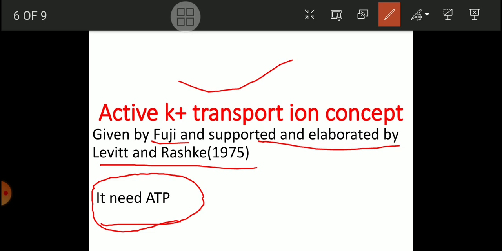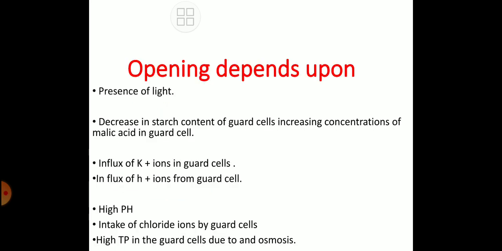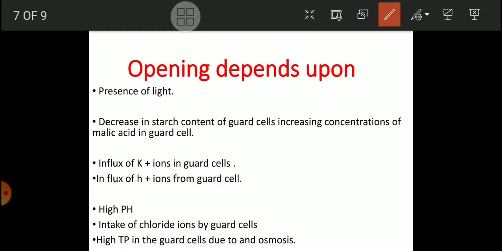So this is an energy-based theory, meaning the opening and closing of the stomata by active potassium ion transport requires energy, that is ATP. Now, which thing is required for the opening of the stomata? That is the presence of light. So definitely the stomata remain open during the daytime, because at that time light is there.